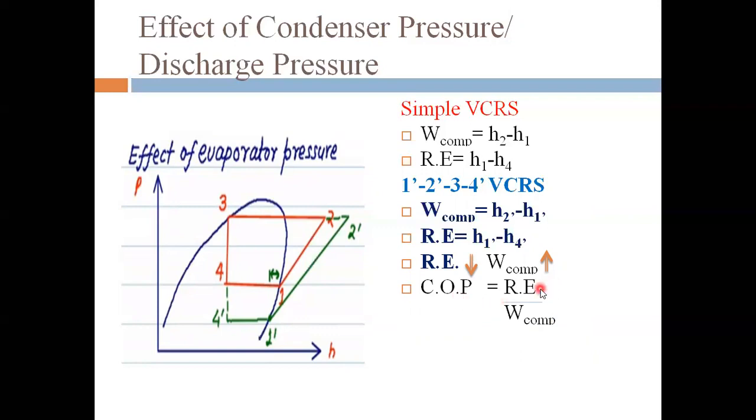COP is refrigerating effect divided by W compressor. So W compressor increases and the refrigerating effect is also decreased. So we will not have the COP on the higher side. We will have the reduction in the COP. So what I am trying to say, the COP decreases. The main point is that when you are lowering the evaporator pressure, the COP is decreasing. This is not the condenser, this is the evaporator pressure.